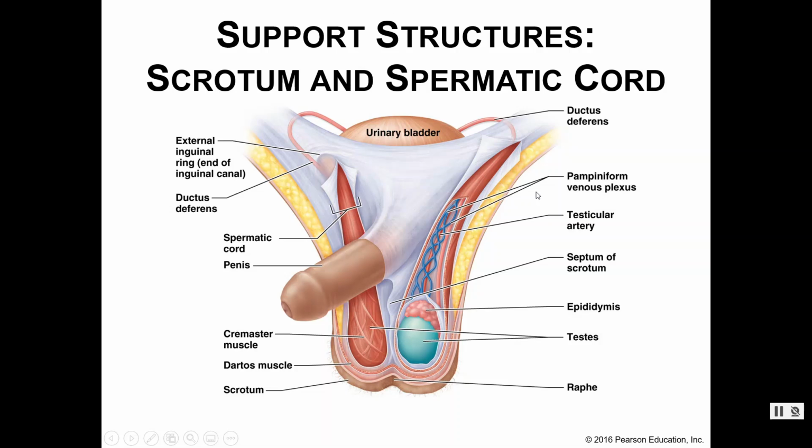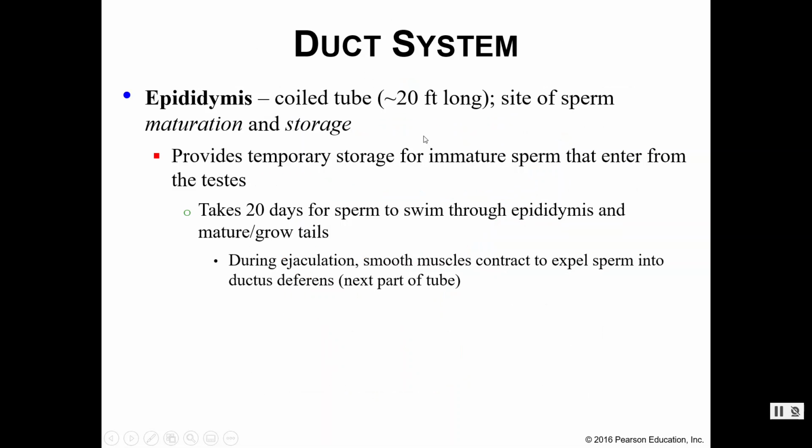Now, that duct system does begin with the epididymis, which, even though it's coiled, if we uncoiled it, it would be about 20 feet long. That's pretty long. This is the site of sperm maturation and storage. Remember, we created the sperm in the seminiferous tubules, but they're not going to be fully mature sperm ready to make a baby yet. We've got to give them time to mature, and we're going to store them while they do that.